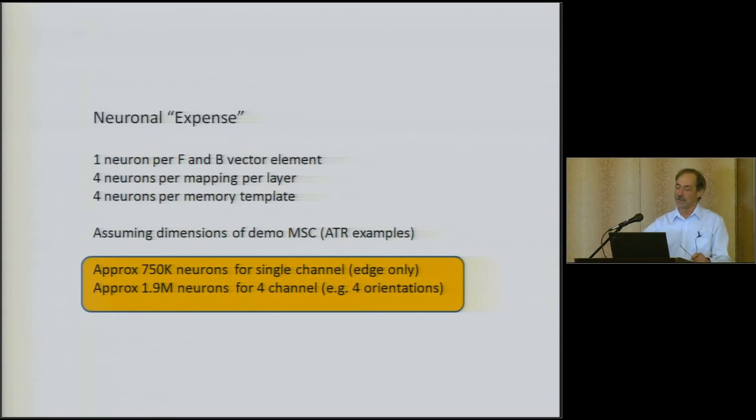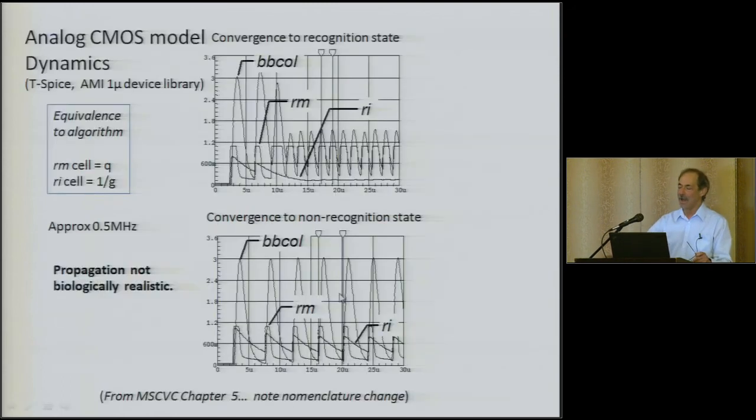target recognition MSC would take about 750K neurons if it has a single edge-only representation, and about 1.9 million neurons if it had 4 channels of orientation. This has been simulated in CMOS up to, I should say, a small section of this. This was done actually about 15 years ago with an AMI device, one micron device library.